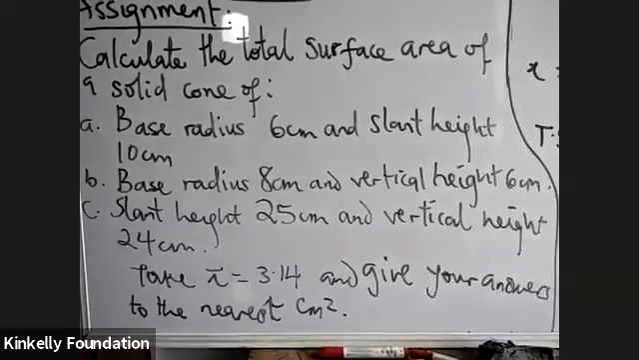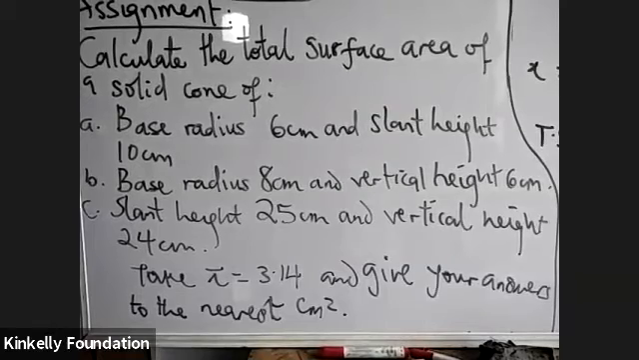This is your assignment. Calculate the total surface area of a solid cone of A, base radius 6 cm and slant height 10 cm. B, base radius 8 cm and vertical height 6 cm. C, slant height 25 cm and vertical height 24 cm. You take pi to be 3.14 and approximate your answers to the nearest centimeter squared.